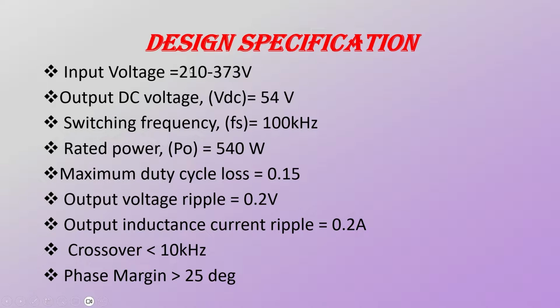The design specifications are: the input voltage will be 210 volts to 373 volts. Output DC voltage will be 50 to 54 volts. The switching frequency is 100 kilohertz. The rated power of the converter is 540 watts. The maximum duty cycle loss will be 0.15. The output ripple will be 2 volts, and the output inductor ripple current will be 0.2 ampere. The crossover will be less than 10 kilohertz, and phase margin is 25 degrees.